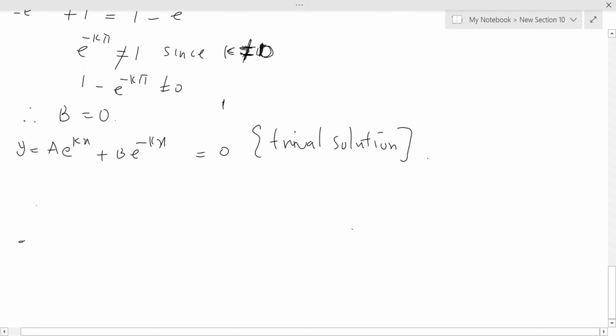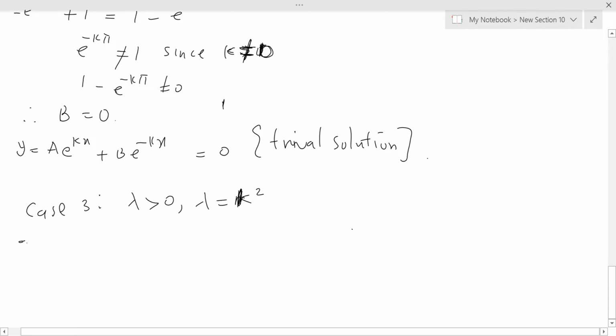So let's move on to case 3. Do you know, the first case we did lambda equals 0, the second case we did lambda less than 0. Now let's do lambda greater than 0. At this point you can say, let lambda be equal to k squared.